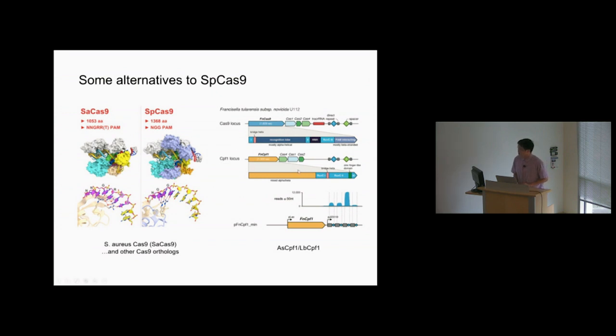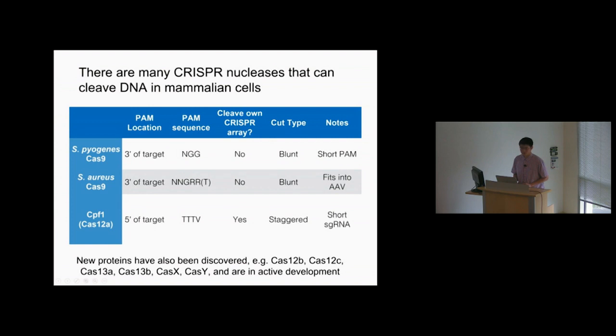And more recently, we've also characterized another enzyme called Cpf1. This is unusual because it allows you to create a staggered cut with a totally different PAM sequence. The commonly used Pyogenes Cas9 recognizes an NGG PAM and makes a blunt cut in the target. SaCas9 is smaller. It has a slightly longer PAM sequence that's different and also creates a blunt cut. And for Cpf1, the PAM is actually T-rich instead of G-rich, and it creates a staggered cut in the DNA.